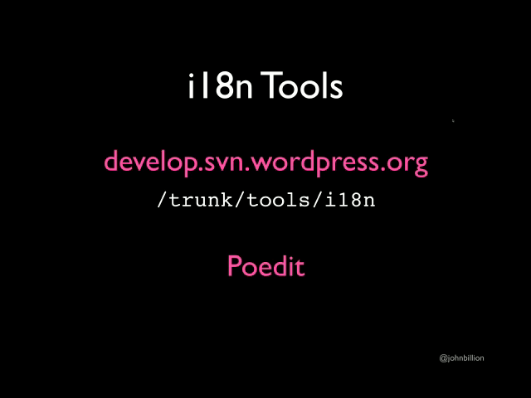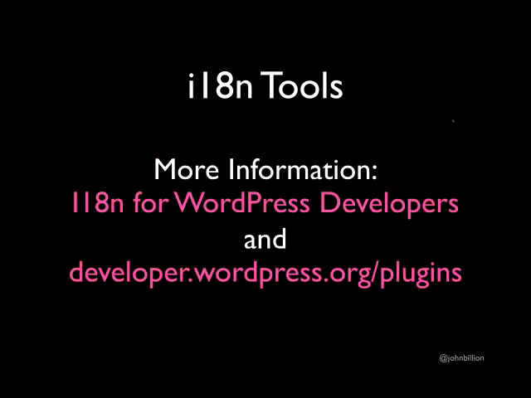However, of course, you don't need to worry about any of that if you're using the translate.wordpress.org platform, if your plugin or theme is in the WordPress.org directories. Don't worry about trying to write that horrible subversion URL down. All you need to do is Google for internationalization for WordPress developers.